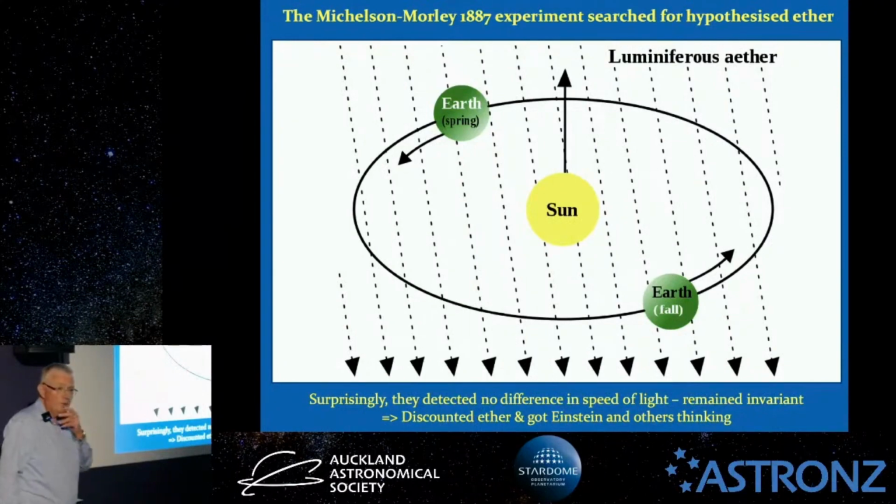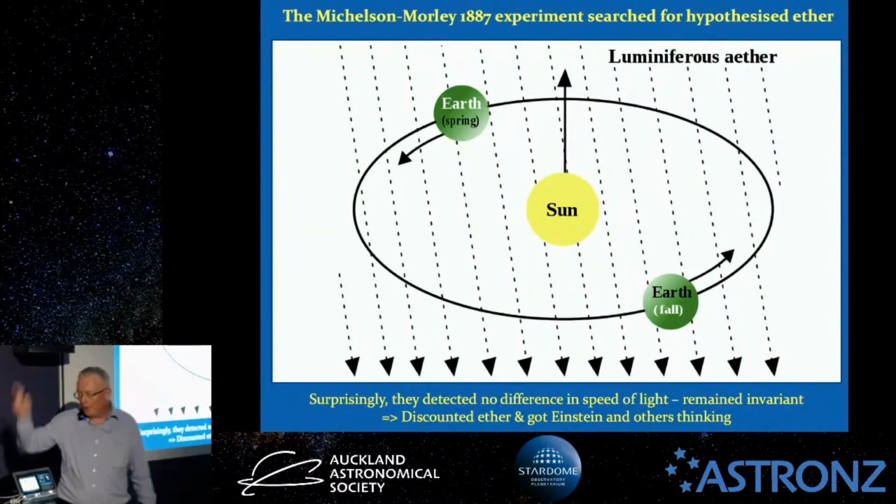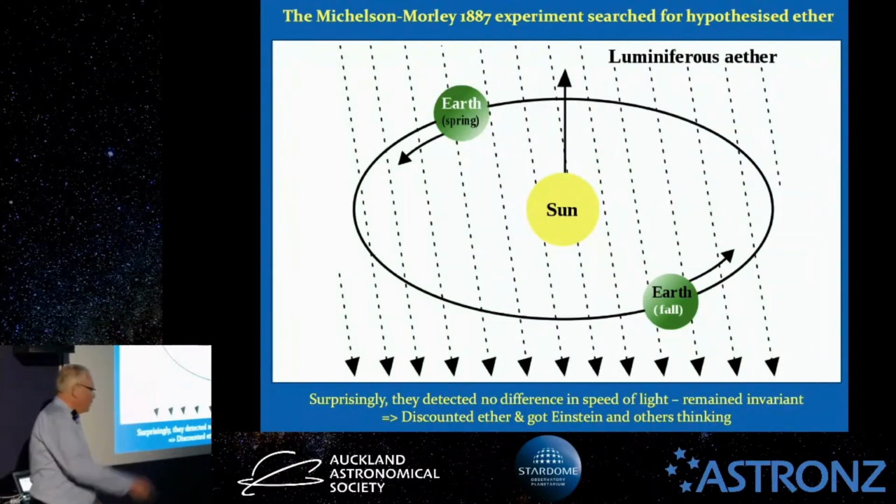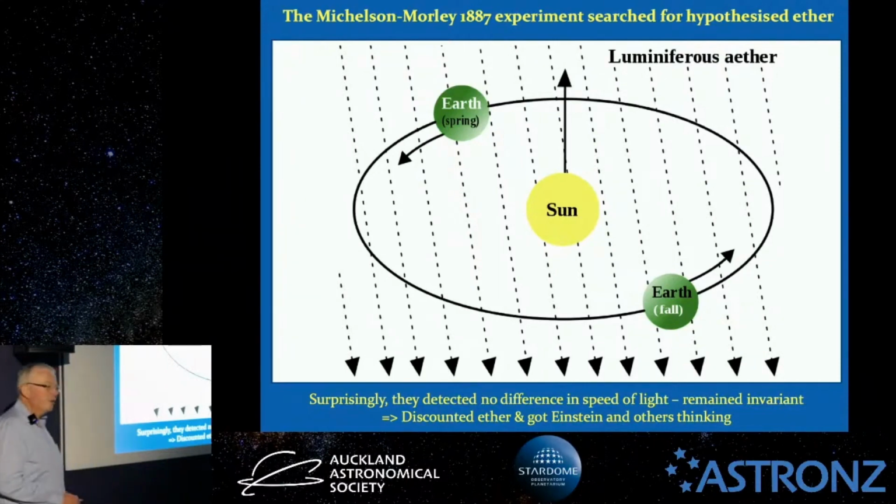But lo and behold, they found there was no difference. Whether it was April and they were pointing that way towards the ether, or October pointing against the ether, or going perpendicular to this hypothesized ether, there was no difference in the speed of light. That caused a bit of a stir and got a lot of people thinking. It put a big downer on the whole idea of the ether, and maybe these light waves don't need a thing to go through, because if there was an ether there, we would have picked it up. It put a big doubt on that, but it also got Einstein and a few others thinking, well, maybe there is no ether. Maybe there's more to the story about light than we think.